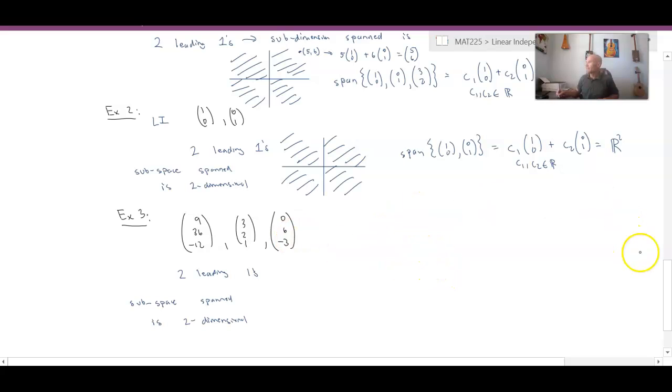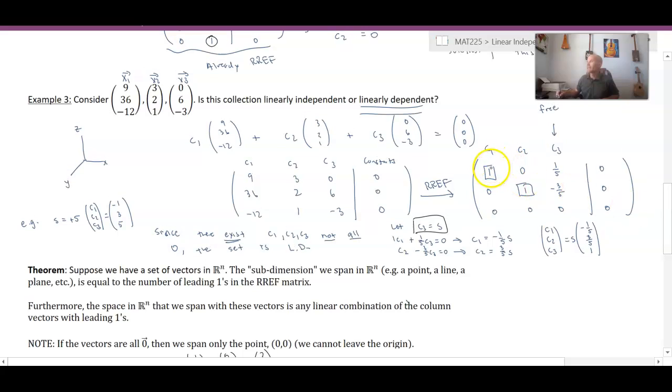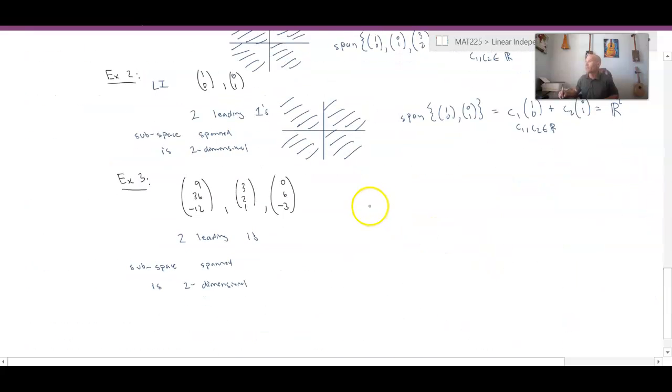So, since the vectors that have leading ones in their respective columns are the original first two columns, I would say that the span of 9, 36, negative 12, 3, 2, 1, and 0, 6, negative 3, is the same as the span of the first two, because 0, 6, negative 3 is a multiple of 9, 36, negative 12, and 3, 2, 1, right? Because if I can leave the origin and come back to the origin, that must mean that 0, 6, negative 3 is a vector that allows me to come back. So this is going to be any multiple of the first vector plus any multiple of the second vector.